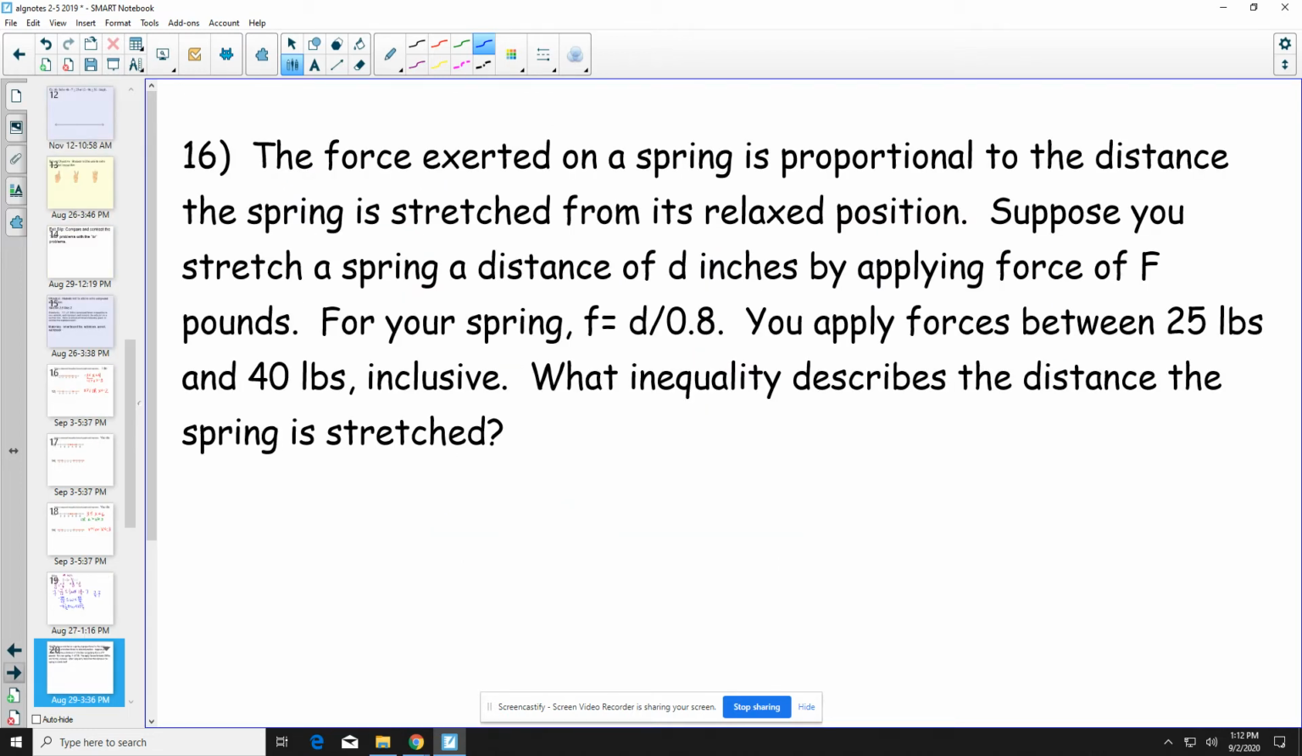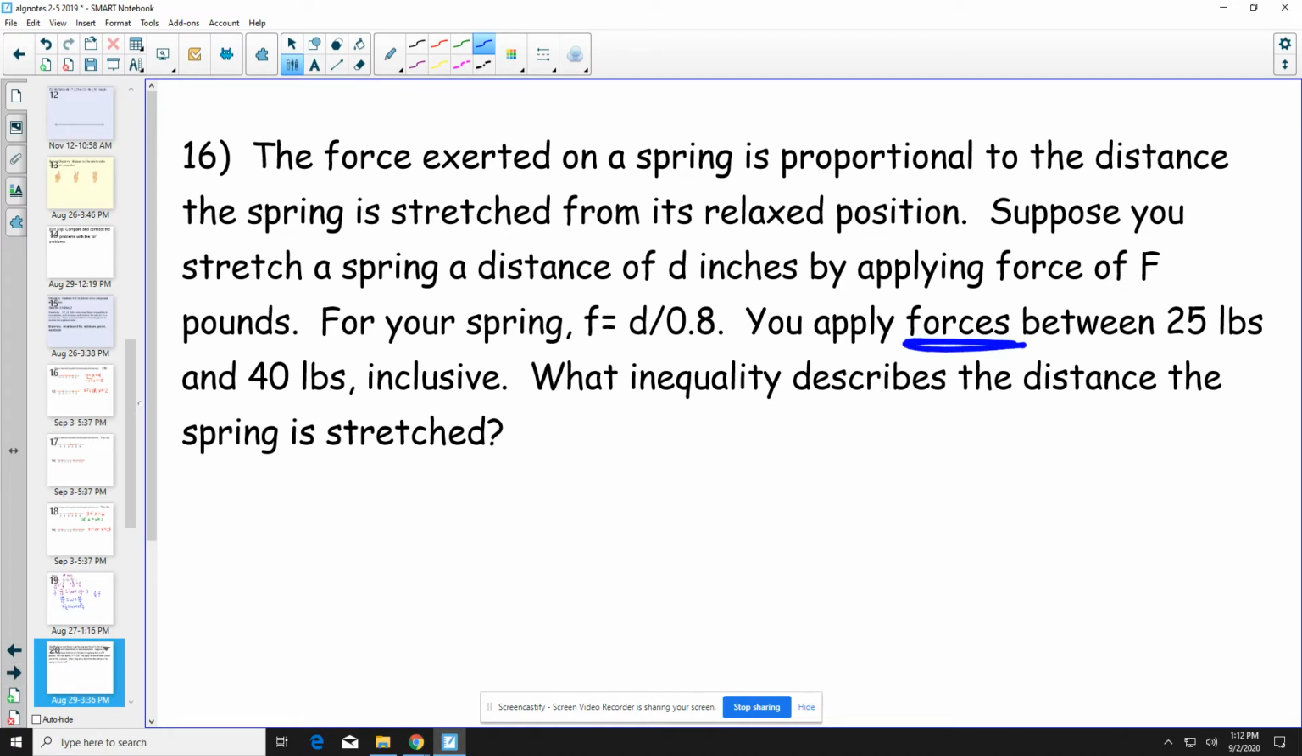All right, let's try 16 together. Sometimes we're going to have word problems. The force exerted on a spring is proportional to the distance the spring is stretched from its relaxed position. Suppose you stretch a spring a distance of d inches by applying force of F pounds. For your spring, force equals distance divided by 0.8.